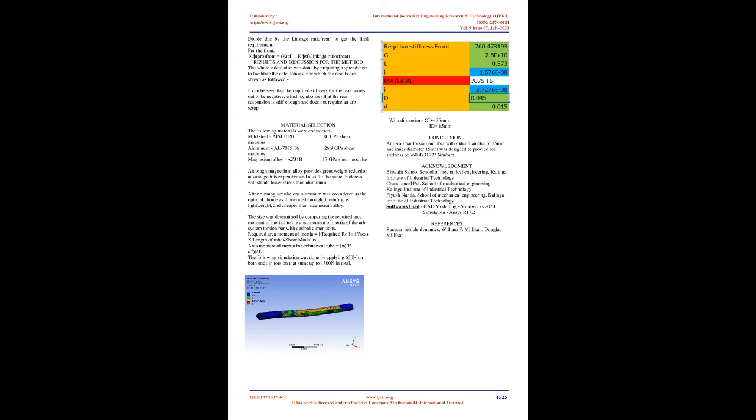The size was determined by comparing the required area moment of inertia to the area moment of inertia of the ARB system torsion bar with desired dimensions. Required area moment of inertia equals required roll stiffness x length of tube / shear modulus. Area moment of inertia for a cylindrical tube equals π(OD⁴ − ID⁴)/32. The following simulation was done by applying 650 N on both ends in torsion, which sums up to 1300 N in total, with dimensions OD equals 35 mm.